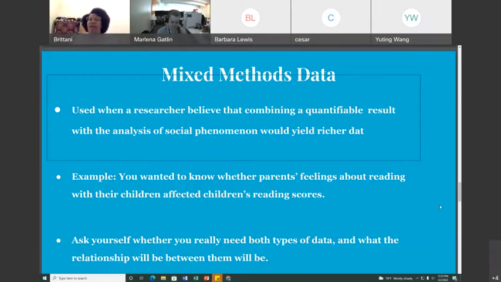Excuse my typo there. Say you want to know whether parents' feelings about reading with their children affected children's reading scores. You could interview the parents, sort them into groups assigned to how they were feeling, for instance confident, mixed feelings, anxious, and compare the test scores of children whose parents fall into different groups. That would be a good mixed methods design because you're using qualitative data to inform the analysis of quantitative data, or the scores in this case.